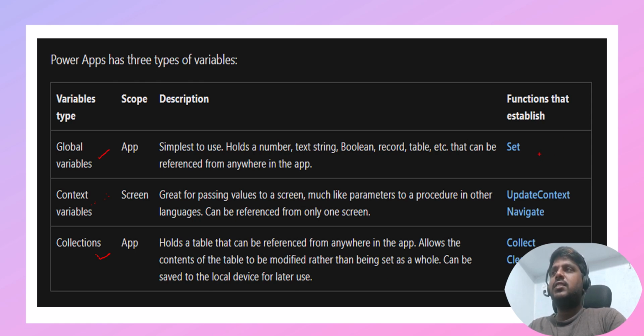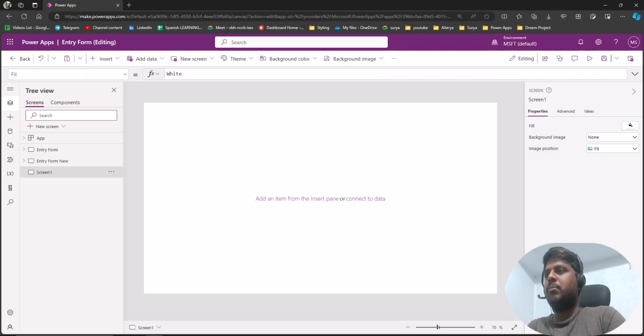The function we use for global variables is the Set function. For context variables, we use the UpdateContext and Navigate functions, and for collections we use the Collect and ClearCollect functions. Let us understand how they work in Power Apps.